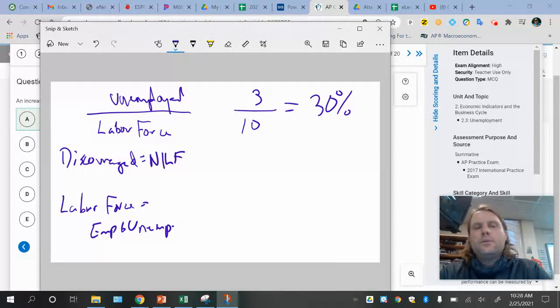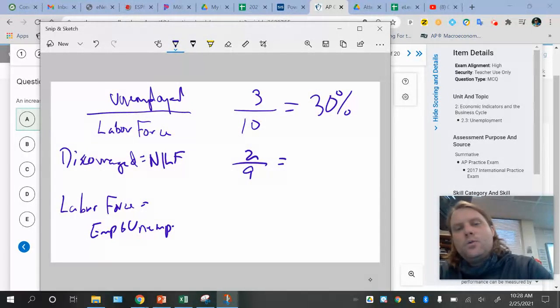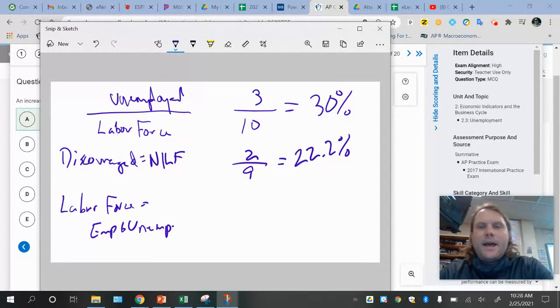So discouraged, remember, means that some people left. So if some people left, let's just say one of these unemployed people is discouraged. They say, you know what, I'm going to go home and I'm not going to start working. So that changes how many people are unemployed because they're no longer looking for work. It also changes our labor force. Well, 2 divided by 9 equals 22.2%. And that unemployment rate went down, obviously.